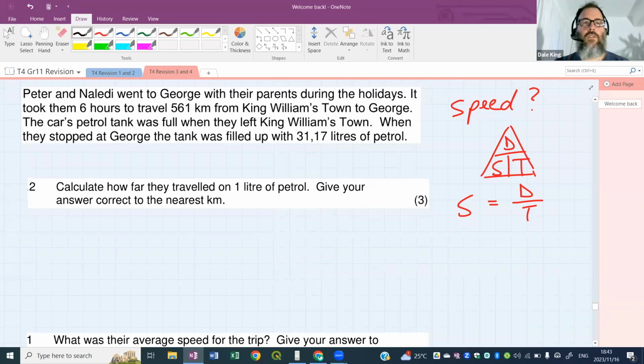All right, we got answers coming through. I hope you guys are all trying this. How far on 1 liter of petrol? Give your answer correct to the nearest kilometer. How far on 1 liter of petrol?